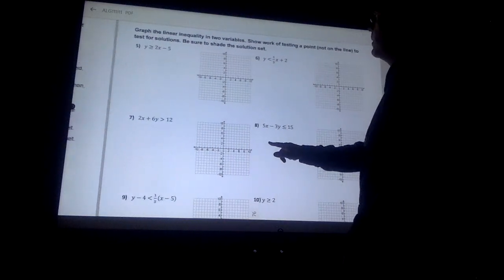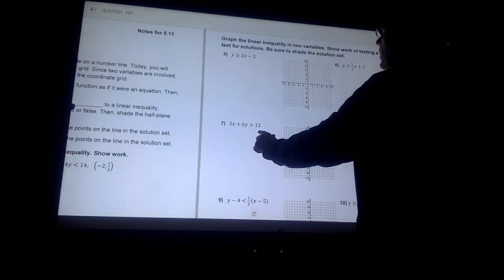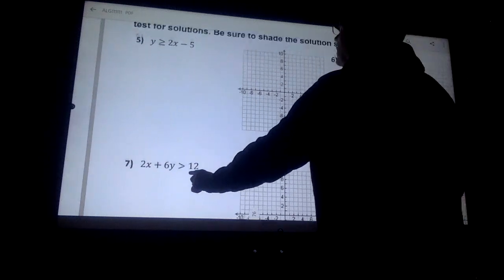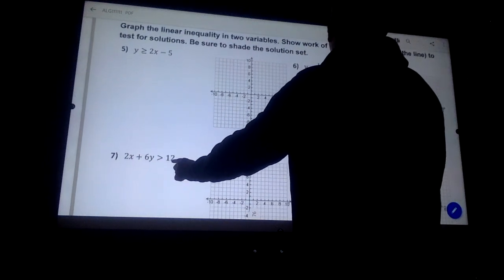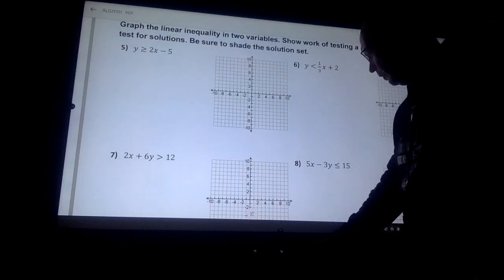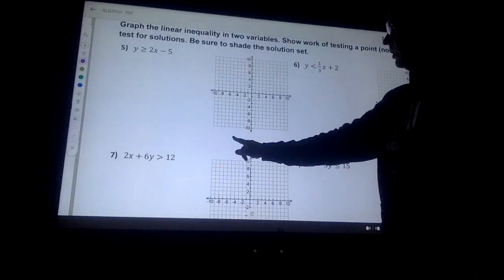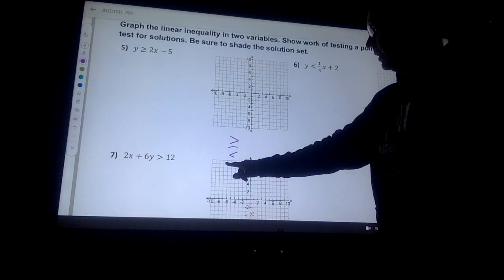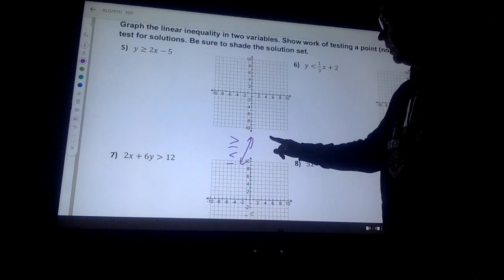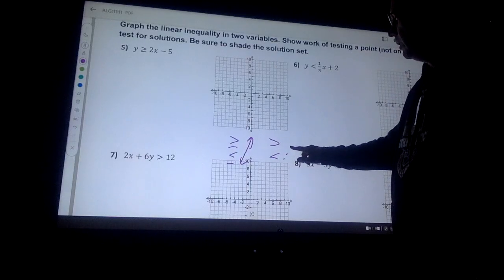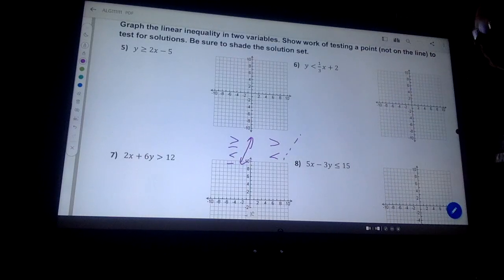All right, now we're going to take a look at graphing these. So let's take a look at 5 and 6. So these are going to graph just like normal lines, but one thing that we have to know is if you have this or if you have this, your line's going to be solid. If you have this or this, the line's going to be dotted. Okay, so let's keep that in mind when we graph.